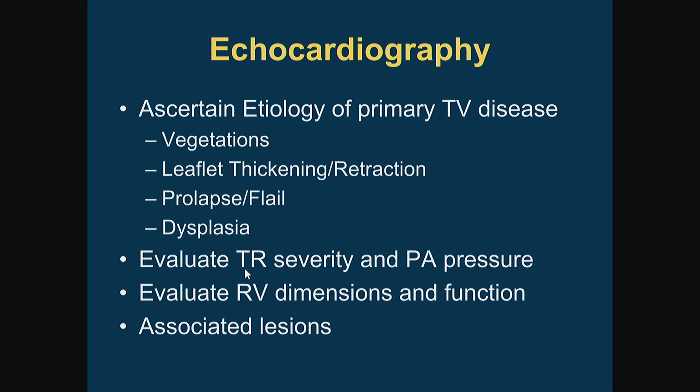In any patient with tricuspid valve disease, it's important to assess the severity of tricuspid regurgitation as well as the pulmonary artery pressure, since pulmonary hypertension is an important contributor. It's also important, since this is a key feature for differentiating those who require surgery, to assess the state of the right ventricle by formally assessing right ventricular dimensions and function. And as I mentioned, look at associated lesions that may be present, since tricuspid valve disease often does not happen in isolation.